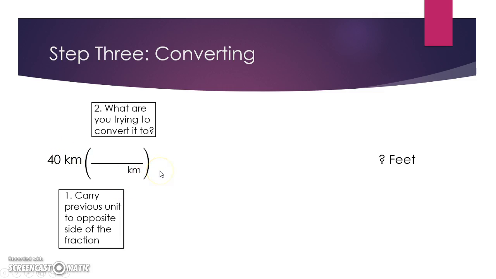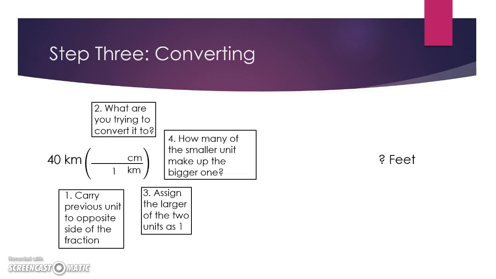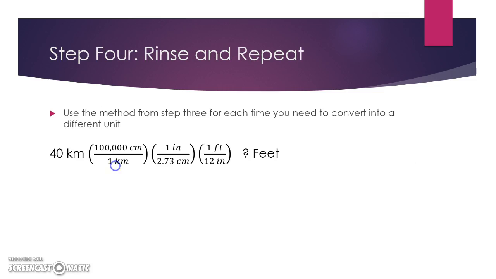And then the next step is to find out what you're trying to convert it into. Now, we'd already identified earlier that we're trying to find centimeters, so we're going to have to turn kilometers into centimeters. The next step is to assign the larger of the two units as 1. And in this case, kilometers are larger, so they get 1. And then you find out how many of the smaller units make up the bigger one, and it's 100,000 centimeters make up 1 kilometer.